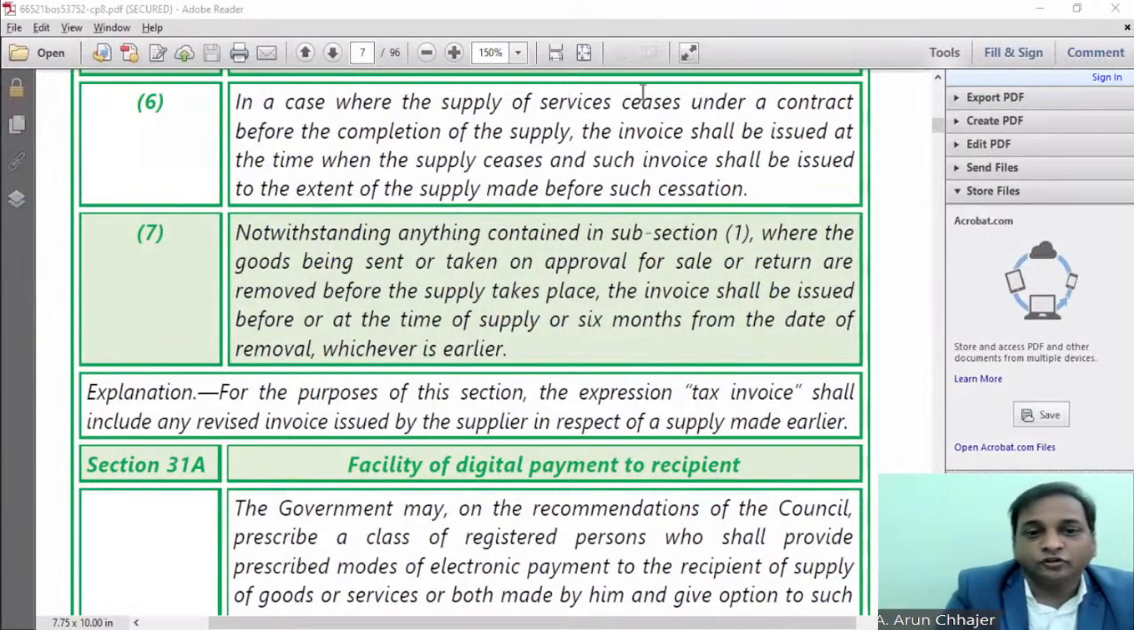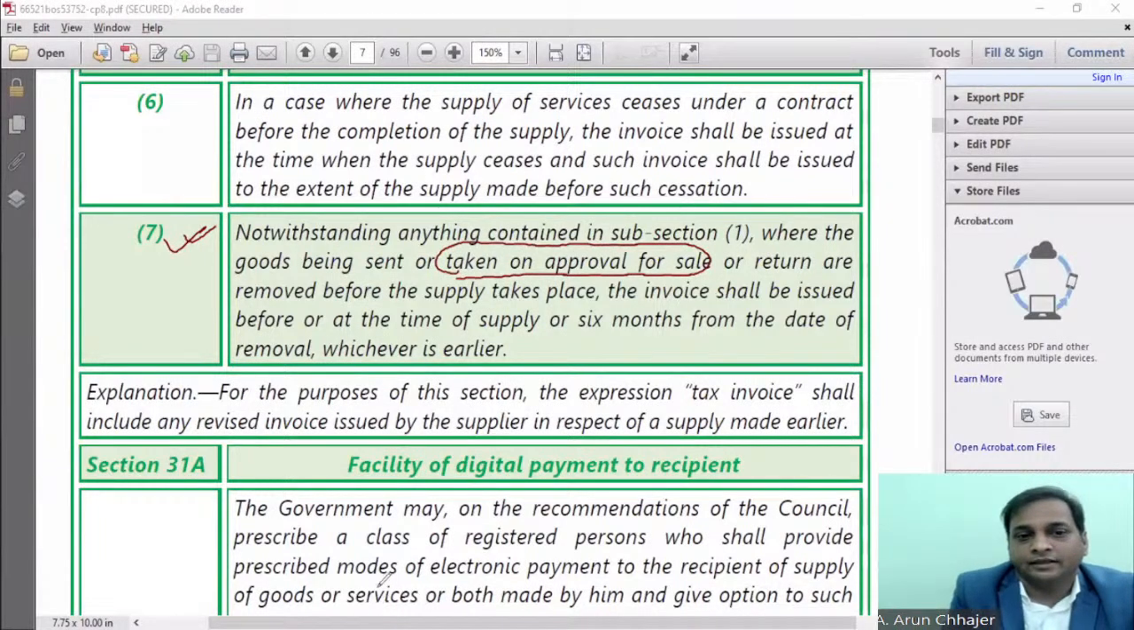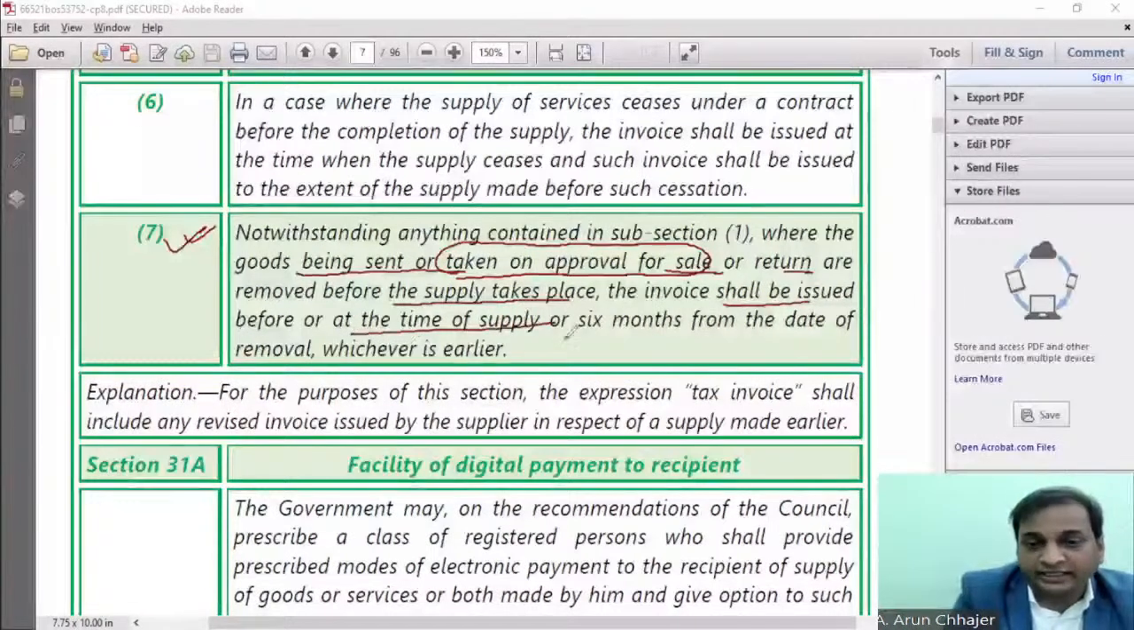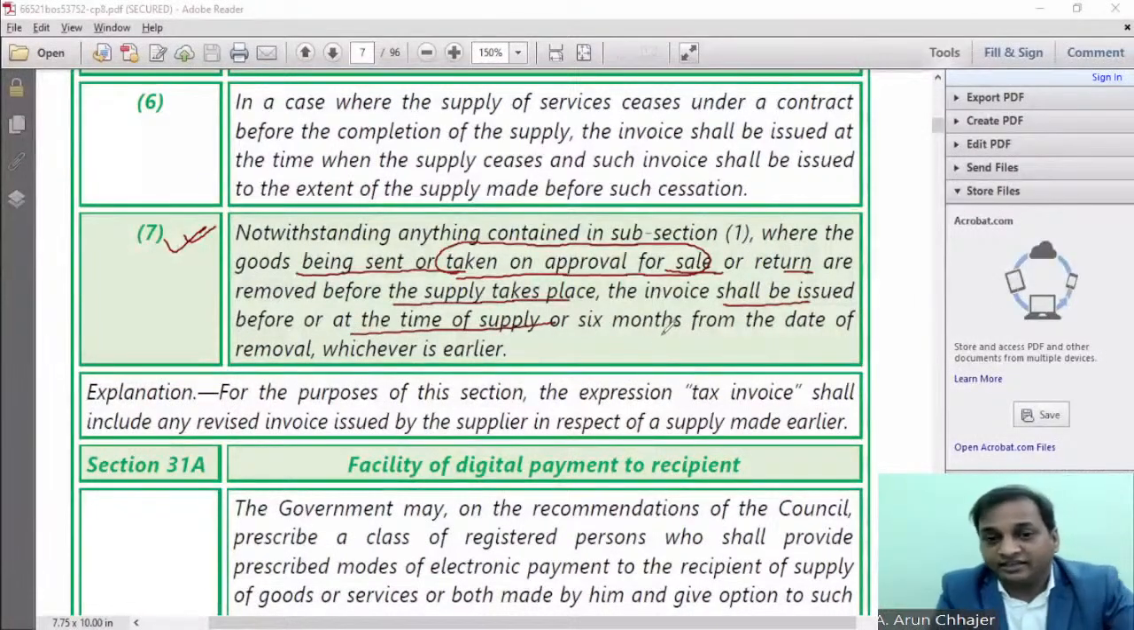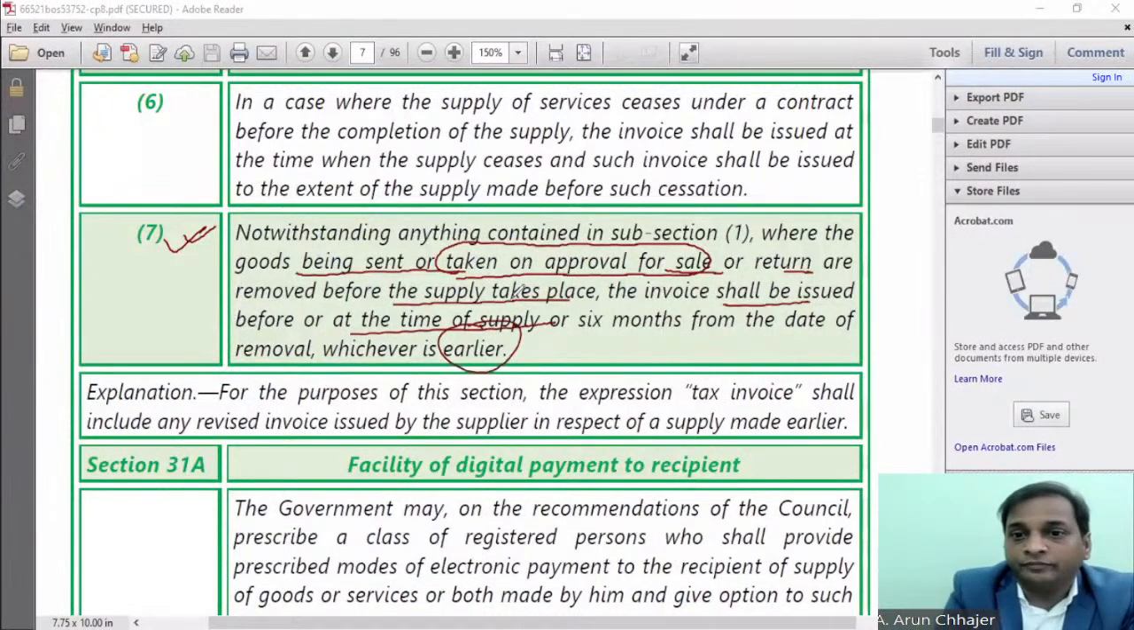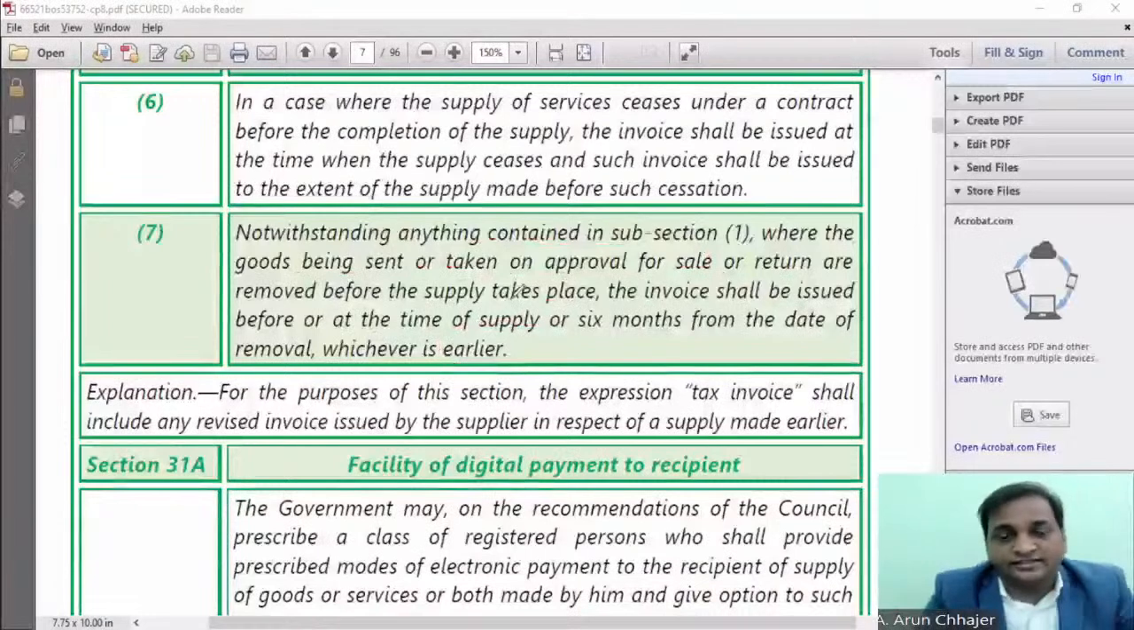Fine. So what is section 31 subsection 7? Sales on approval. Notwithstanding anything contained, where goods are sent or taken on approval or are removed before the supply takes place, the invoice can be issued before or at the time of the supply or 6 months, whichever is earlier. Now, the situation is, can I issue the invoice?